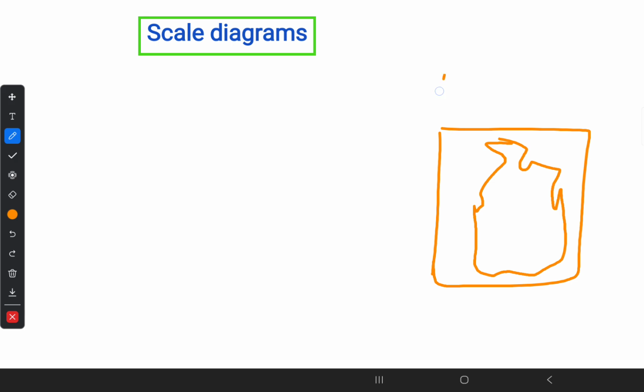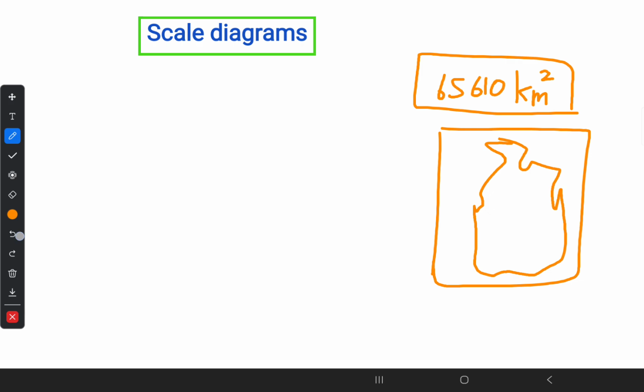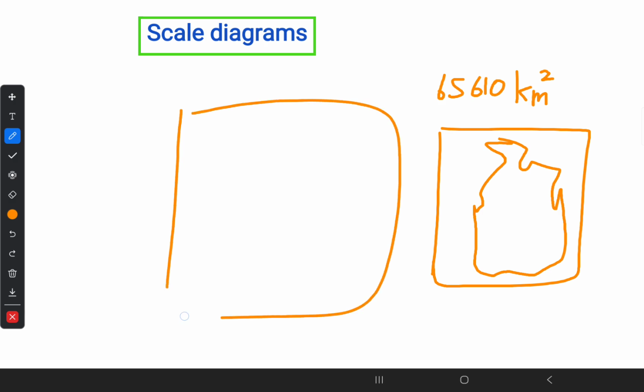Sri Lanka's area is 65,610 square kilometers. So just imagine, to draw the exact area, how big a paper we would need. Is it possible? No, it's impossible. So that's why we can't draw the exact features and everything as they are in the diagram, but we can distort it. That means this entire region consists of grass.